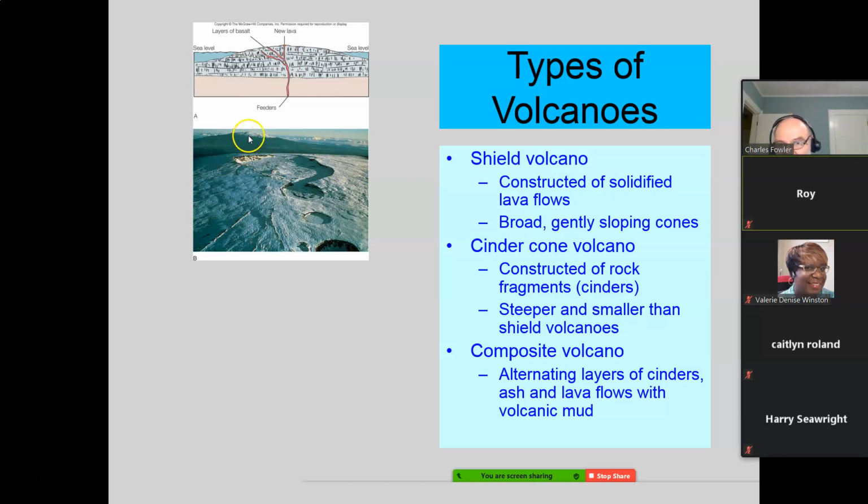Now, I don't know what that is in the background there. Probably one of the higher points on the island of Hawaii, but the cinder cone volcanoes go up very, very sharply, and they're mostly rock fragments, not that much lava flow. Okay, and you can almost tell that looking at it. It's not a great picture in your book, but it's a very distinct volcano, not at all like a shield.